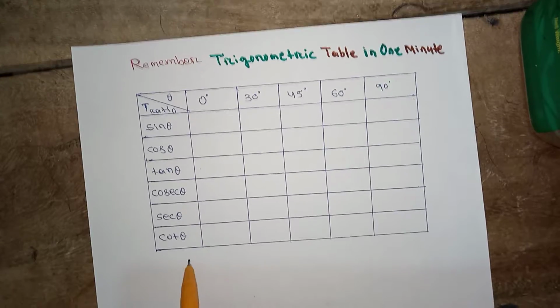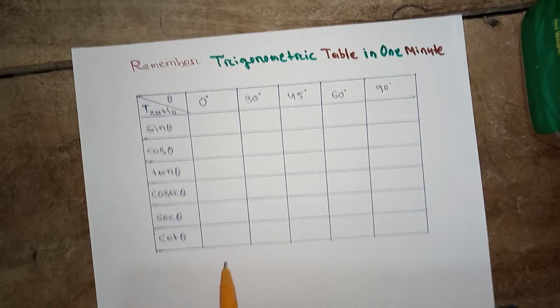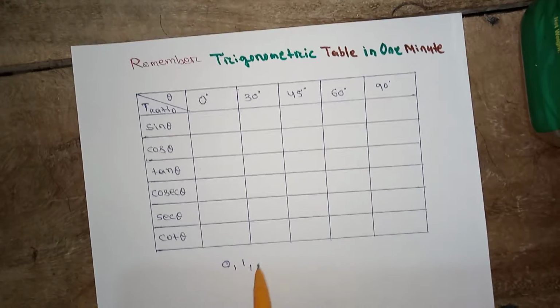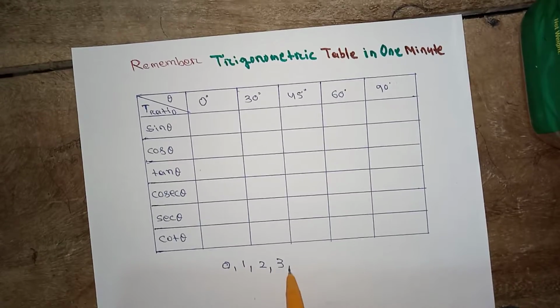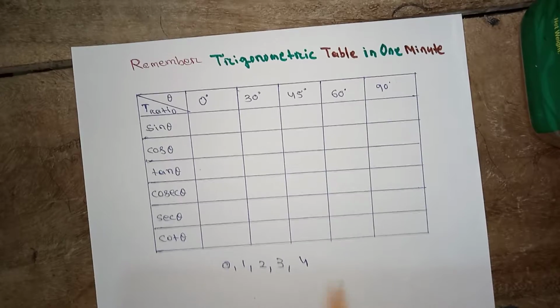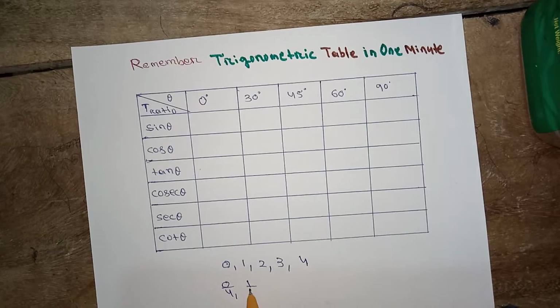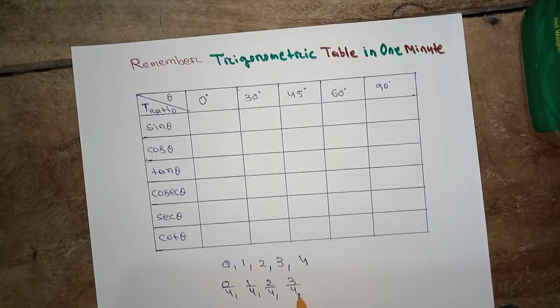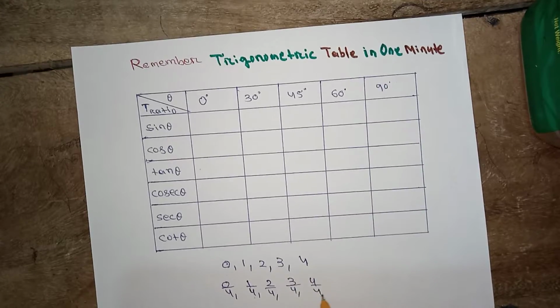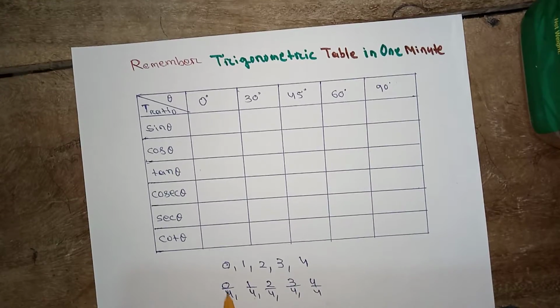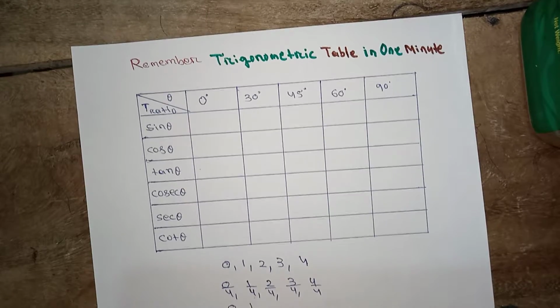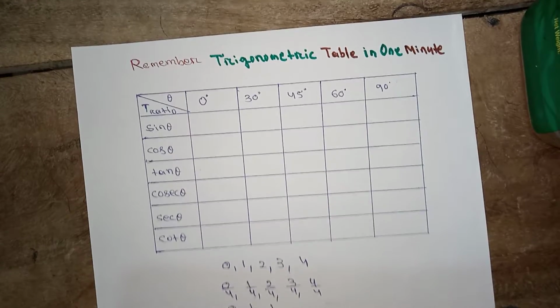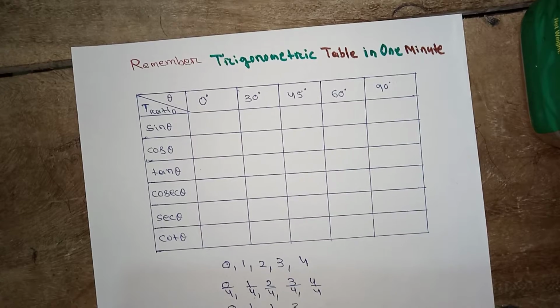Try to know it. First, write 0, 1, 2, 3, 4. Then divide each number by 4. 0 by 4, 1 by 4, 2 by 4, 3 by 4, 4 by 4. Then simplify it. 0 by 4 is equal to 0. Then 1 by 4, 2 by 4, you can write 1 by 2. Then 3 by 4, 4 by 4 equal to 1.